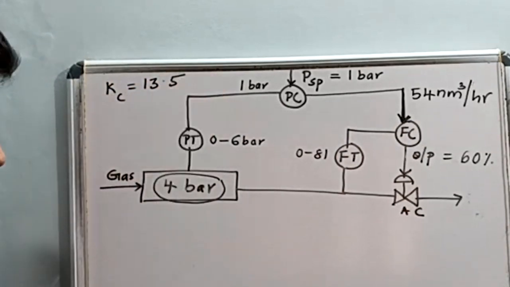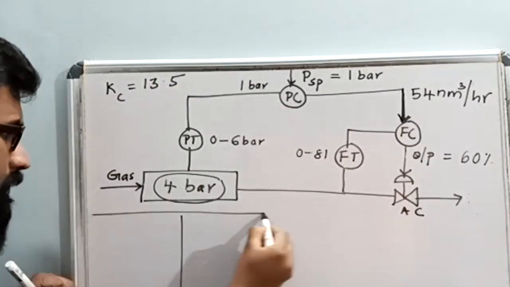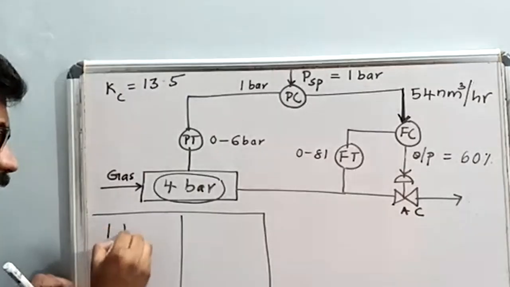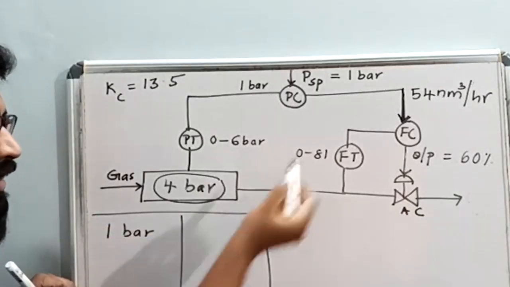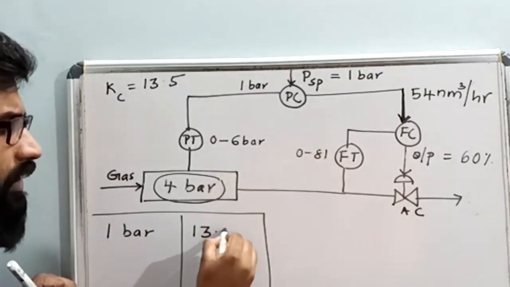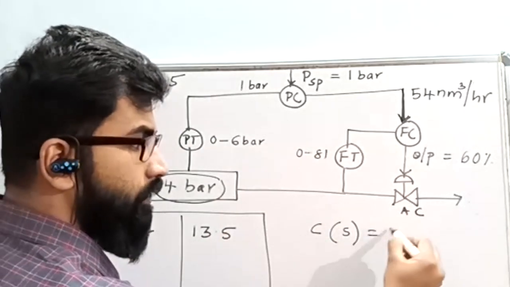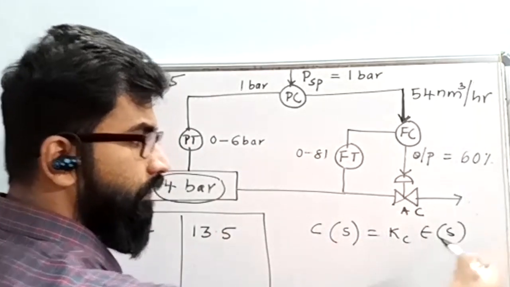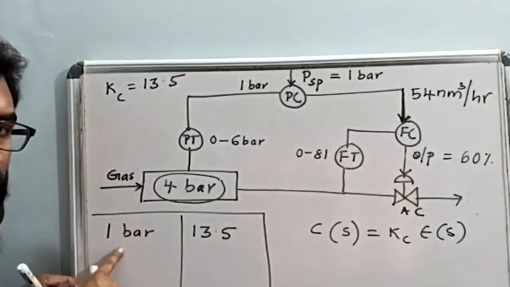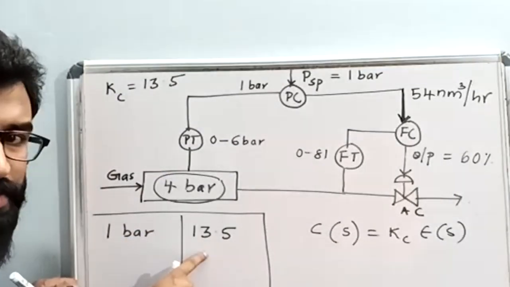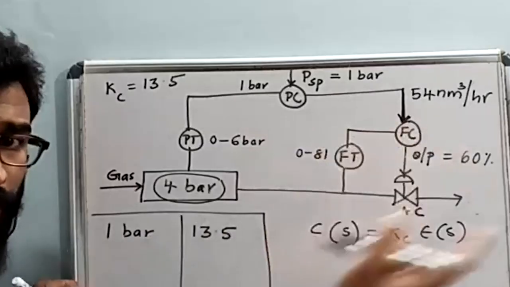Now what is the meaning of this Kc? If you remember, the meaning of Kc is very simple. If we have 1 bar pressure, your flow rate will be 13.5, because you know output is equal to Kc into input. If input is 1 bar, your output is 13.5 Nm cube per hour.